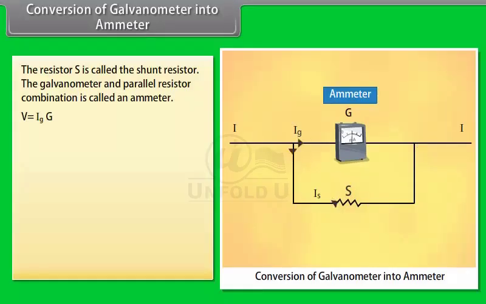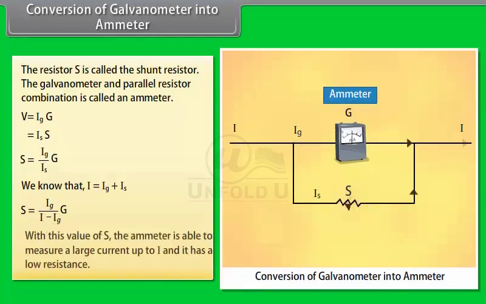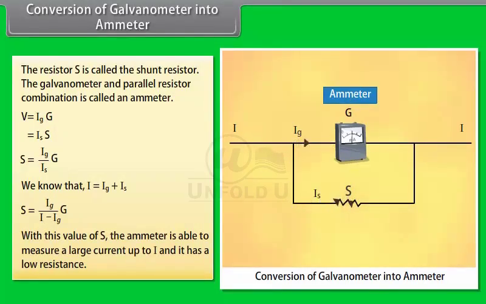V is equal to the product of Ig and G, or V is equal to the product of Is and S. On equating both the above equations, we get the value of S is equal to Ig upon Is into G. We know that I is equal to Ig plus Is. Hence, the value of S is equal to Ig upon I minus Ig into G. With this value of S, the ammeter is able to measure a large current up to I, and it has a low resistance.